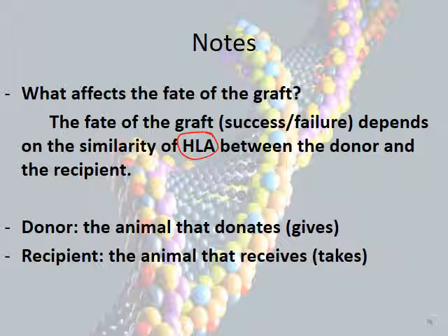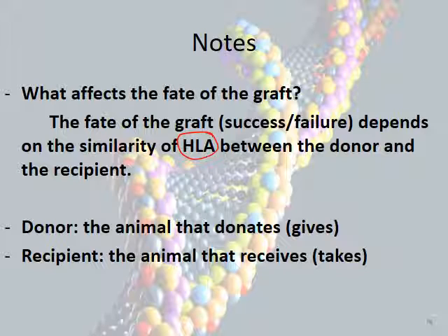If you have similar HLA, the graft is accepted. If there are total differences in HLA between the donor and the recipient, the graft will fail. So the result of the graft depends on the similarity of HLA between the donor and the recipient. This is the donor, the one that donates or gives. For example, we have grafting of a kidney between Muhammad and Fatima, let's say.